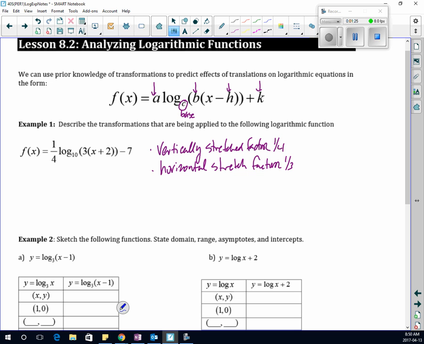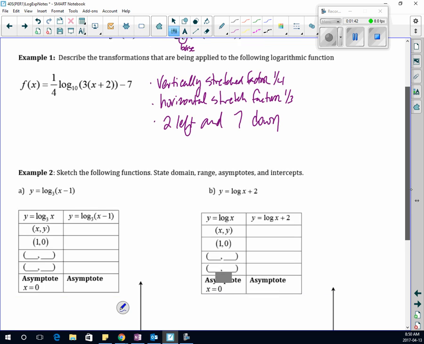Okay, then 2 left and 7 down. Yeah? 7 units down is even better. There you go. Okay, moving on.